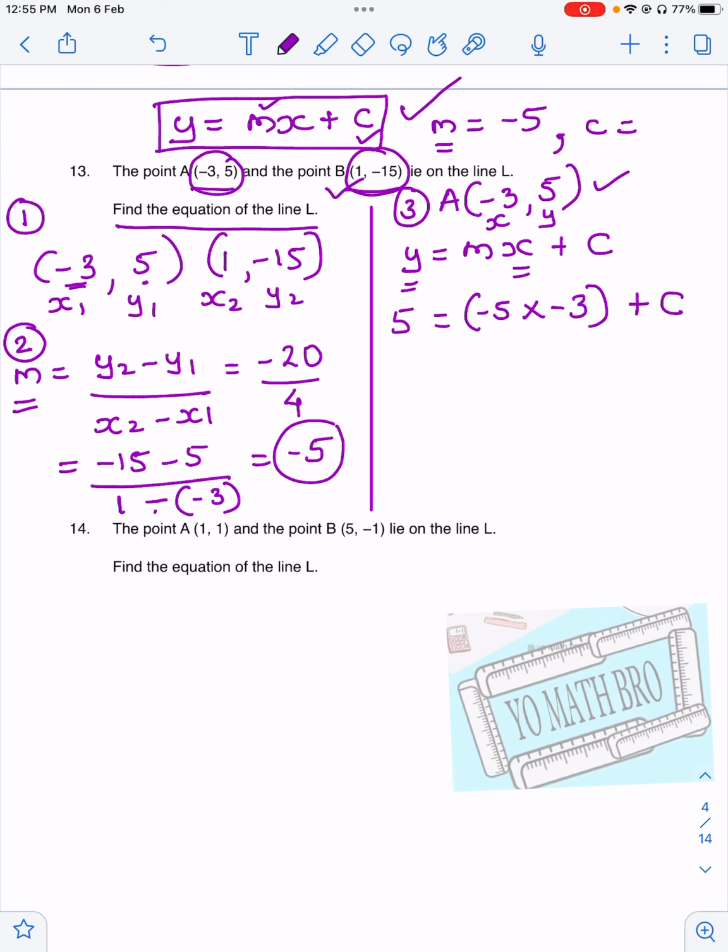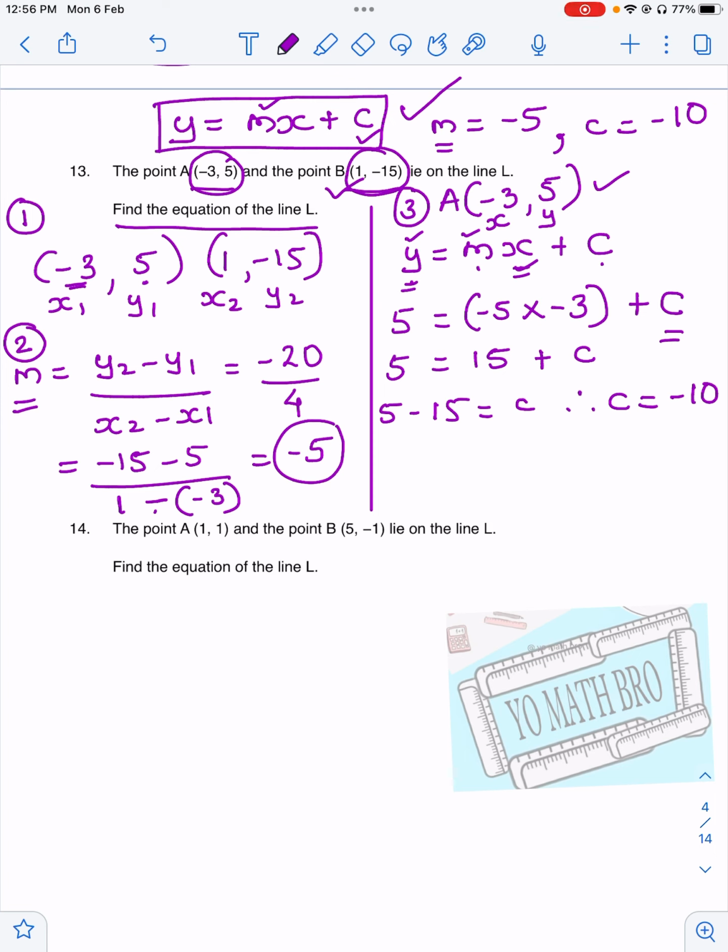and I substituted. There were four variables: y, m, x and c. But as I found the gradient and as I took x and y, this and this, I already knew them. So which one has to be found out? C, which is called the y-intercept. So once I solve it, I will get C. So I get 5 is equal to -5 into -3 gives you 15 plus C. Plus 15 goes that side, becomes 5 minus 15 is C. Therefore, C is equal to -10. And I write here -10.